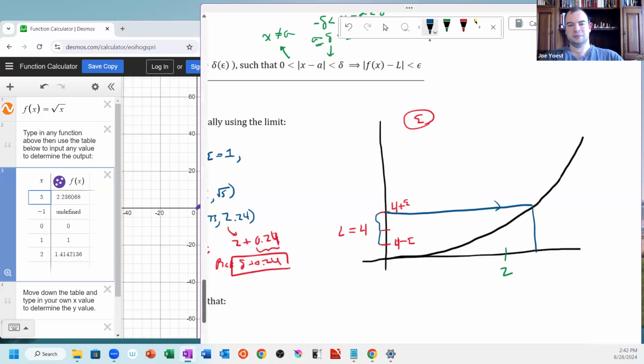I see that on the right-hand side, an output of 4 plus epsilon corresponds to an input of square root of 4 plus epsilon. And an output of 4 minus epsilon corresponds to an input of square root of 4 minus epsilon. This left-hand side is always going to be a little further away from 2 than the right-hand side is.